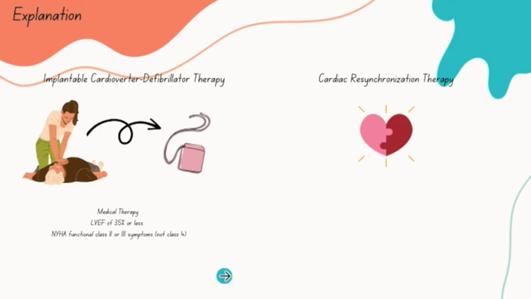When you have that severe heart failure, you're more likely to develop arrhythmias. You're more likely to get VTAC. If you have two patients, one with heart failure and ejection fraction 40, and another with heart failure and ejection fraction 25, the one with ejection fraction 25 is more likely to develop arrhythmias. One of those arrhythmias is ventricular tachycardia.